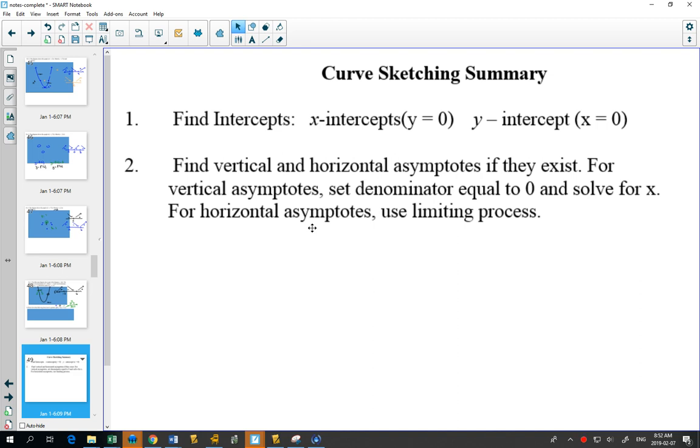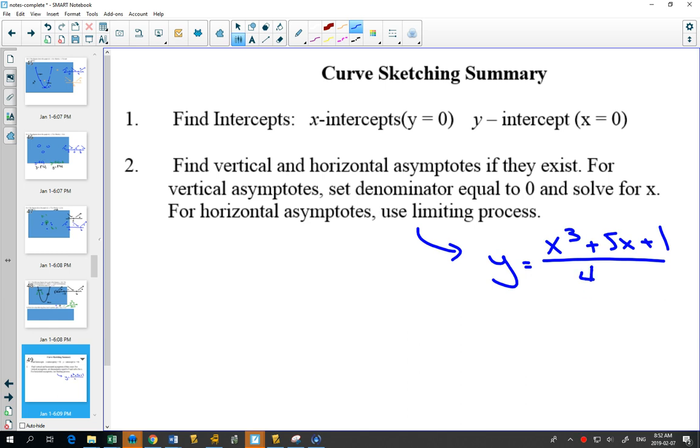Then you're going to find all asymptotes and non-permissible values. If you have any non-permissible values, you're going to have a vertical asymptote anywhere where you divide by 0. And for horizontal asymptotes, the limiting process is basically saying, if I had an equation like this, I would have a horizontal asymptote at 1/4.